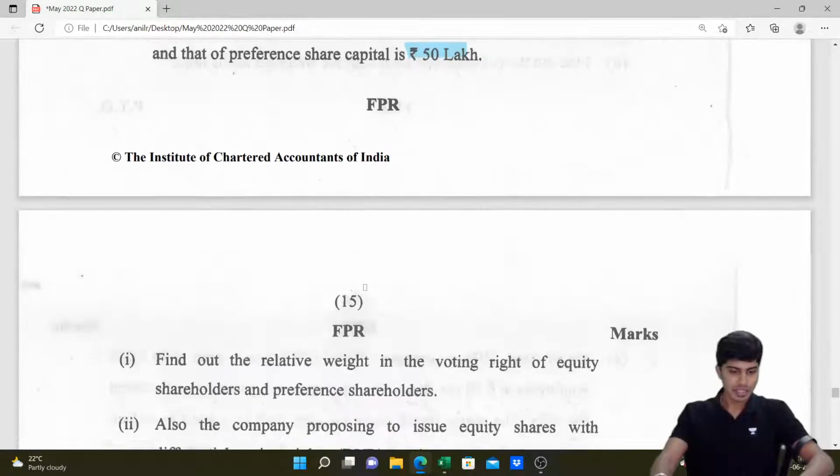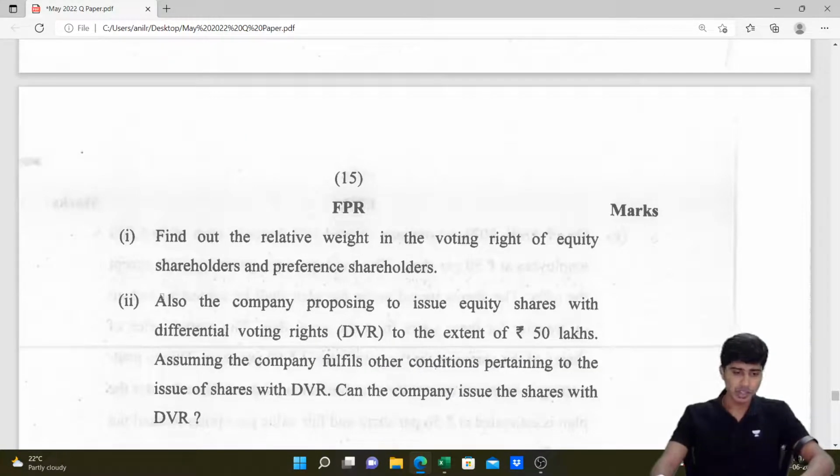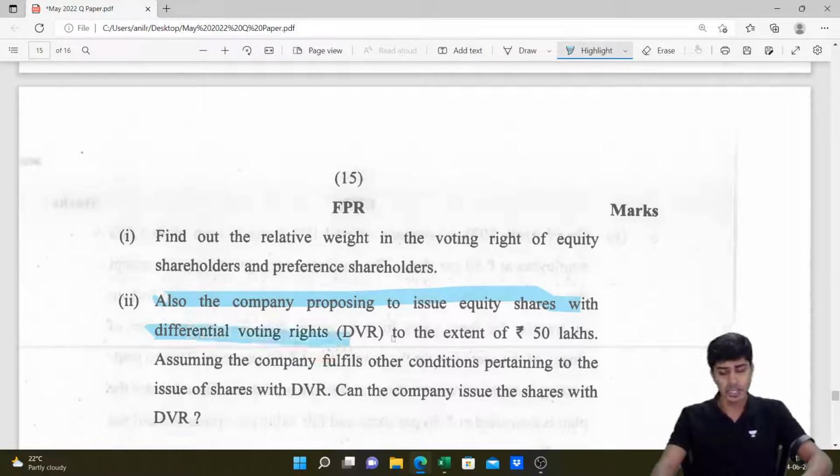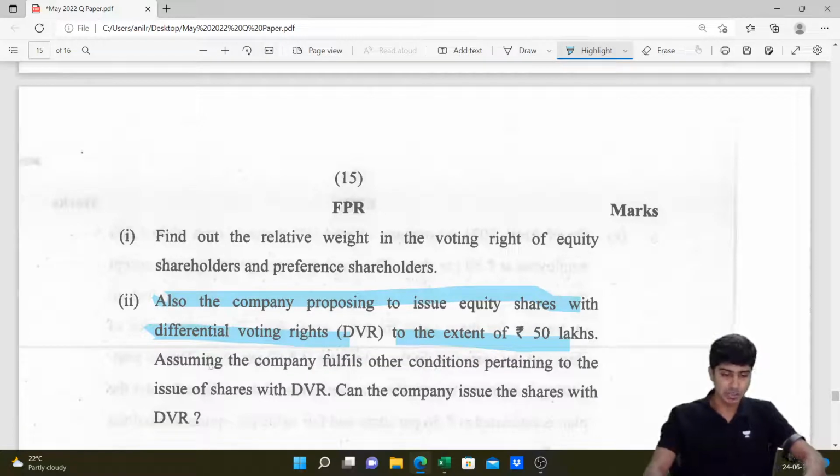Done. So then there is a second sub question to this. Also, company proposing to issue equity shares with differential voting rights to the extent of 50 lakhs. Assuming that the company fulfills other conditions pertaining to issue of shares, can the company issue the shares with differential voting rights? The answer is no in this case.